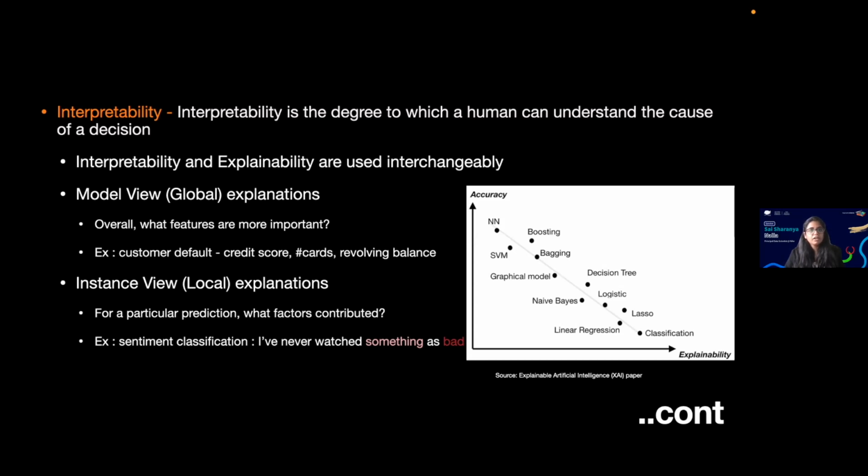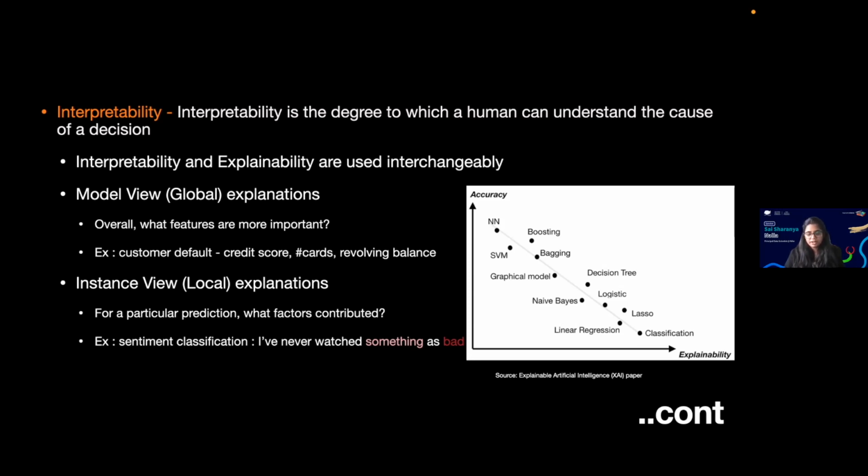Similarly, on a local level, which are instance level explanations specific to a certain data point. So for every prediction, what factors have actually contributed to making a certain decision is something which local explanations can help with. For example, in a sentiment classification problem, for a movie review, if somebody has given a review saying, "I've never watched something as bad," the explainability model will try to predict that it's a negative sentiment.